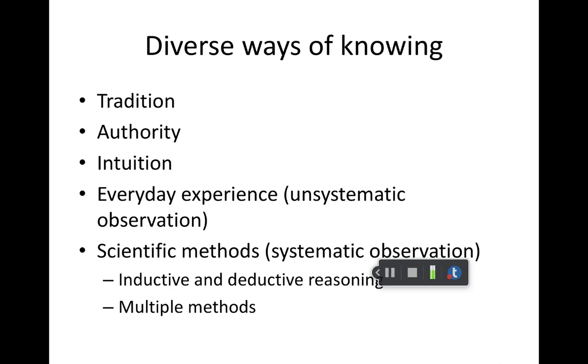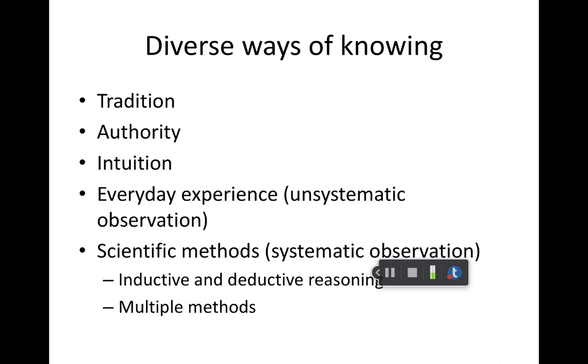There are diverse ways of knowing about the world. How do we learn about the world? Where do our ideas come from? Well, many of our ideas come from tradition and authority. Our traditions are the stories that we're told, the rituals that we have, and the authorities include our parents, our teachers, government officials, religious leaders, and so on. So these traditions and authorities are some of the most important influences on what we think we know.